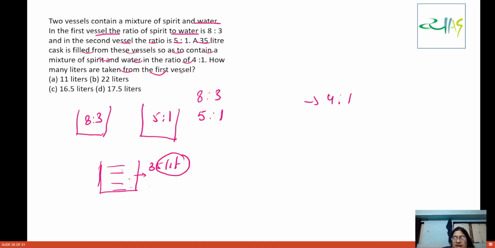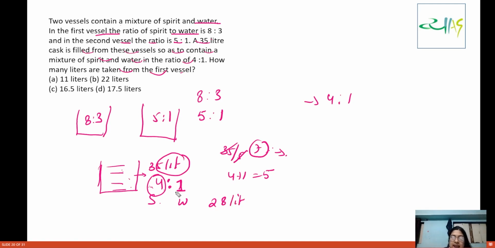So if we are having this 35-liter cask and the ratio of spirit and water is 4 is to 1, then how much water and spirit are we having? Spirit to water ratio is 4 is to 1. We will do 4 plus 1, 5. So 35 by 5, you will get each part of 7. That means we are having 28 liters of spirit here and 7 liters of water here.